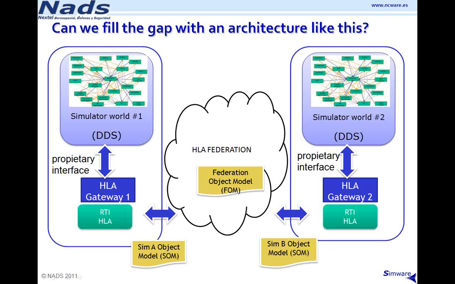From the DDS side, HLA is another node that publishes and subscribes data. Each DDS black box is a simulator by itself, with all the complexity you can imagine. What only matters is sharing the same data with HLA through gateways using NATS technology. NATS provides the interoperability here in two senses.